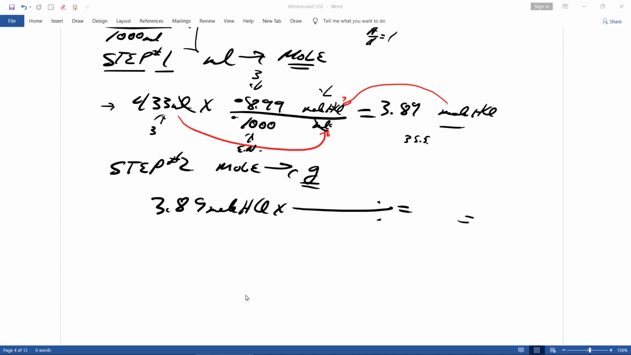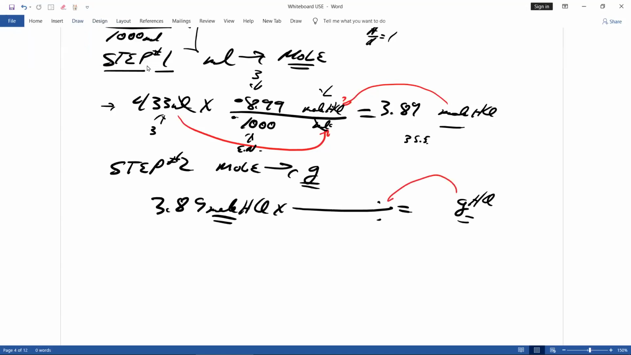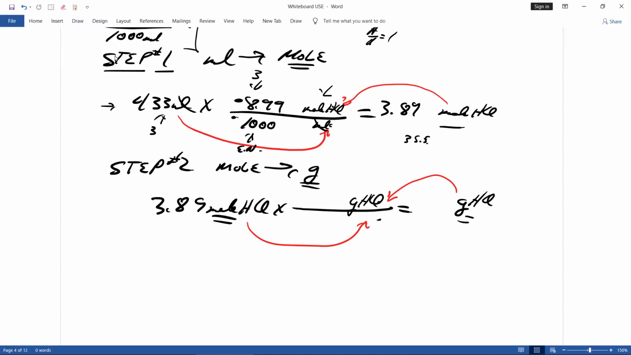Question is, how do you set up step number 2? Step number 2 is you're going from moles of HCl, which we just calculated, to the grams of HCl, our answer. Now we'll use unit analysis. What we're trying to get to goes on top. What we're trying to get rid of goes underneath. I'll write that in: grams of HCl, moles of hydrochloric acid, HCl.